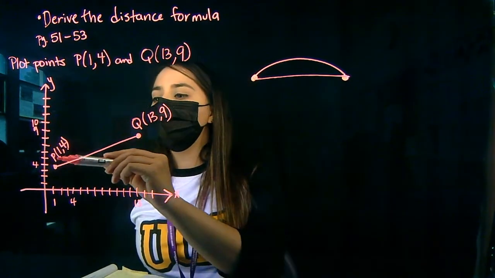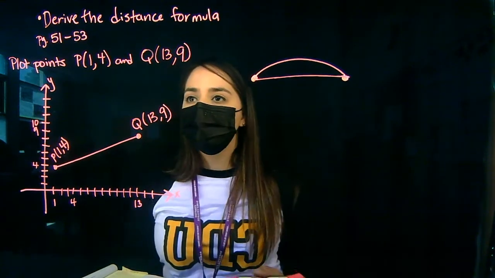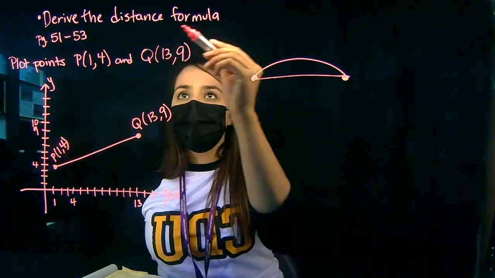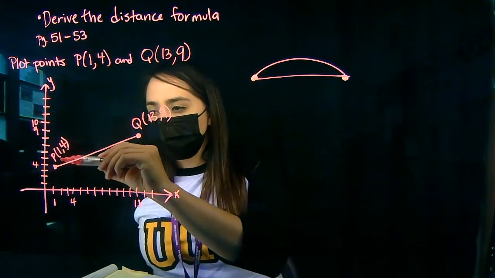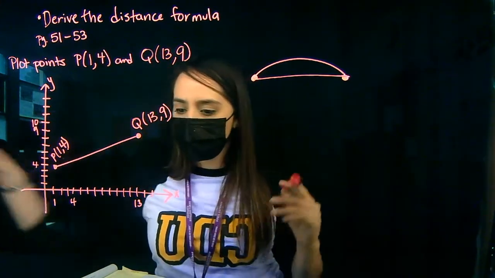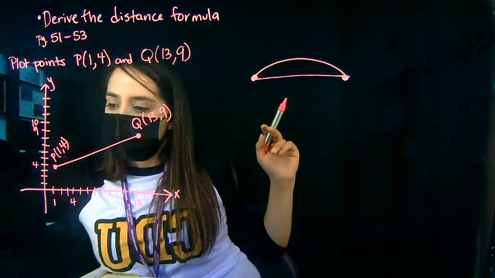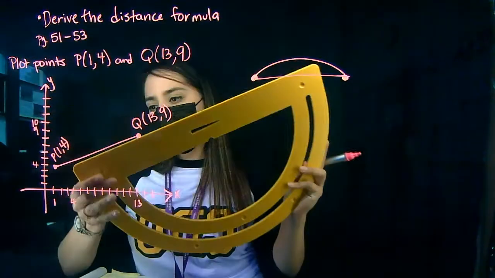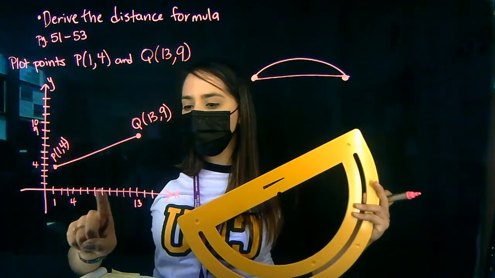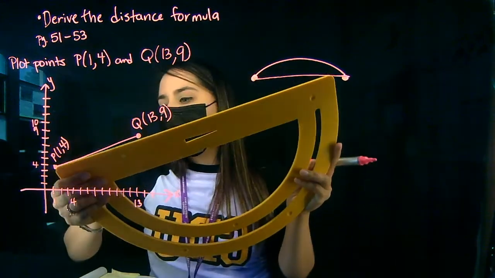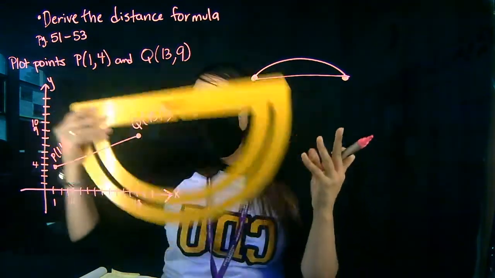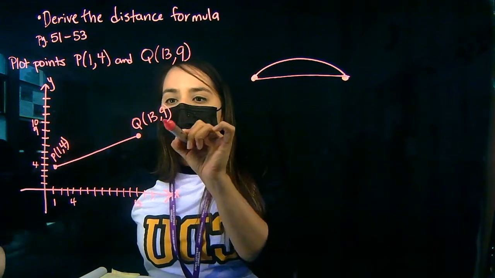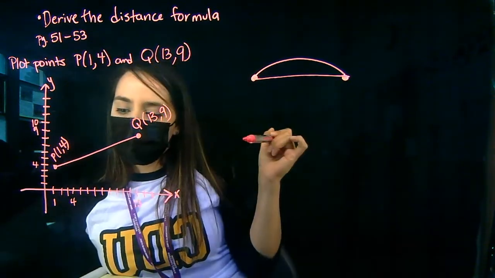If we want to find the distance between P and Q, right now we don't have the distance formula. So we have to find a way to find that distance, the exact distance. I can't just take out my giant protractor and measure that, right? Because it's not even to scale. These aren't even 1 inch apart. So how can I accurately measure the distance between P and Q? I can't. So I have to use these points right here, (1, 4), these coordinates, and (13, 9).